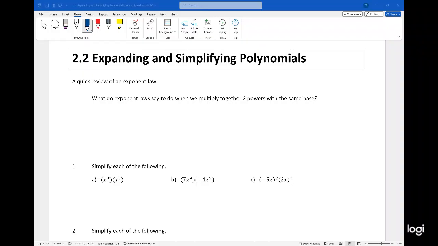So just a little quick review from the last lesson. When we multiply two powers together that have the same base, so for instance, if I do, let's say, x to the exponent 3 times x to the exponent 5, we keep the same base, and the exponent is just the sum of the two. So 3 plus 5 is 8. Or in general, x to the m times x to the n equals x to the m plus n.